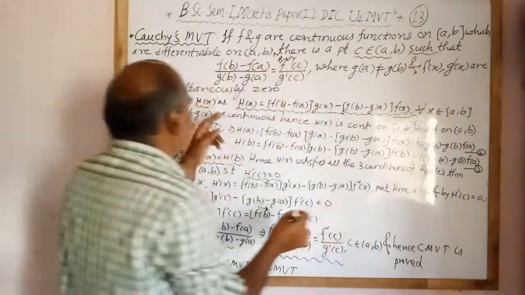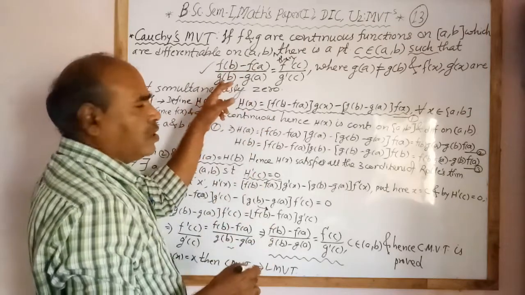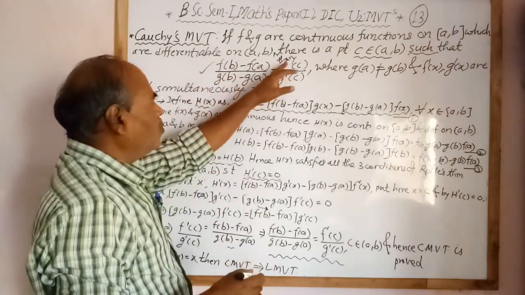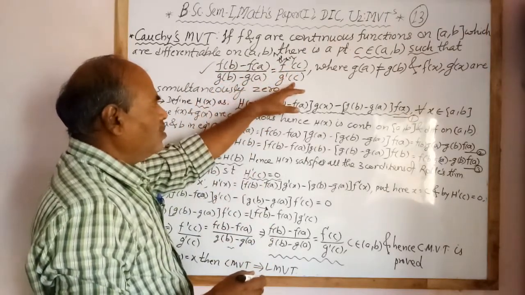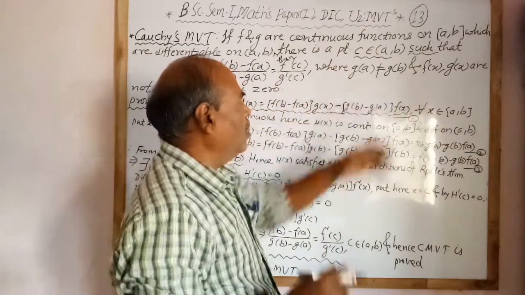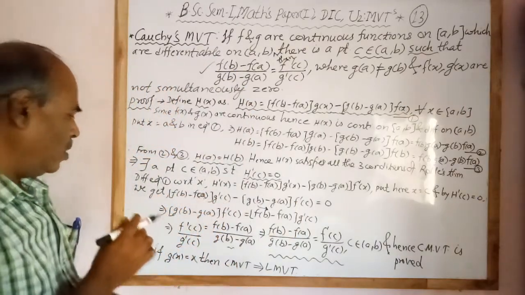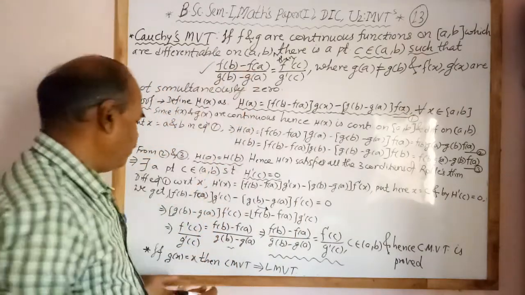such that f of b minus f of a divided by g of b minus g of a equals f dash of c divided by g dash of c, provided that g of a is not equal to g of b and f dash and g dash are not simultaneously 0. Then the theorem is proved.